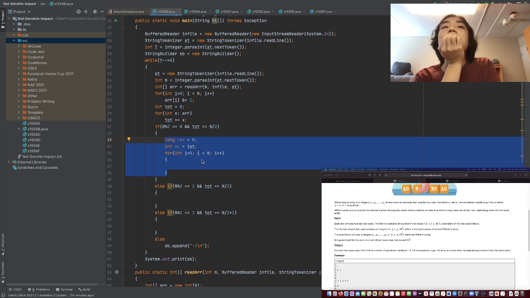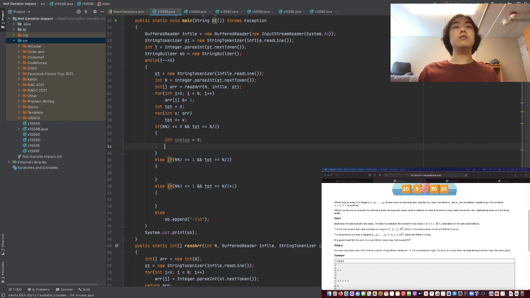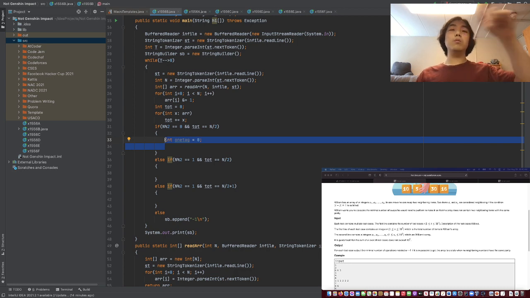Okay, so we need to assign values, I guess. One tag is equal to. Okay, wait. So I want to do 1 0 1 0 1 0. So we start from 1 2 3 4.